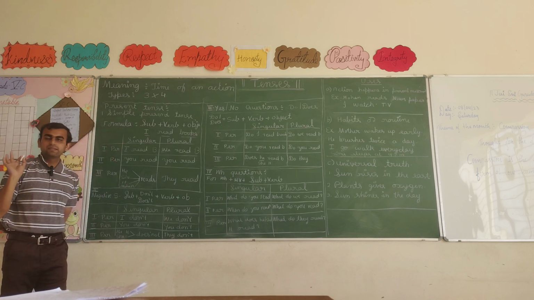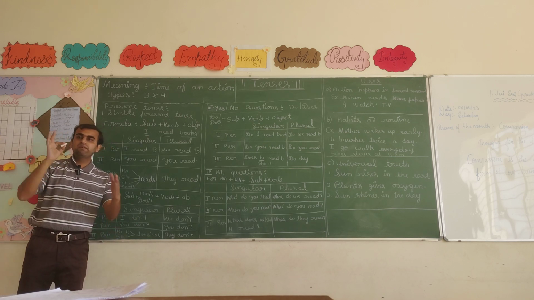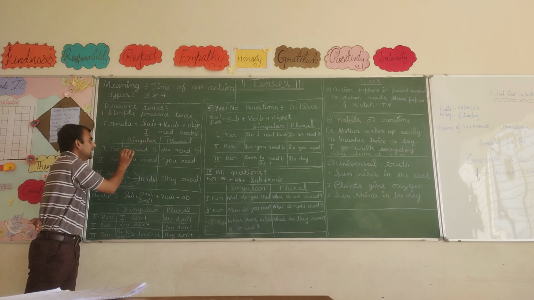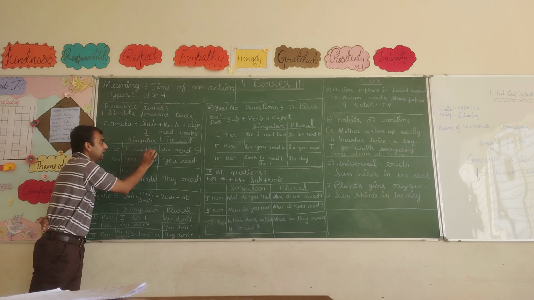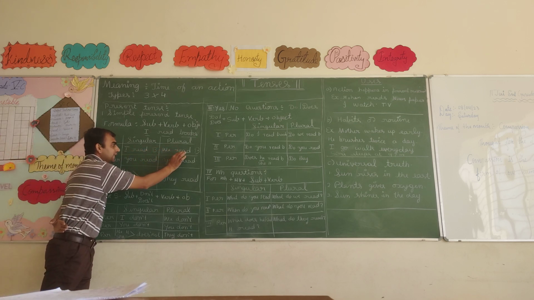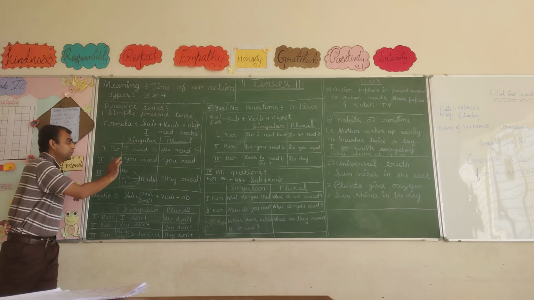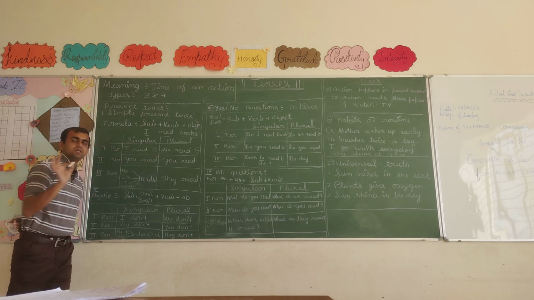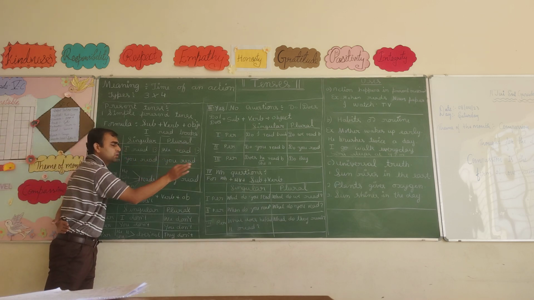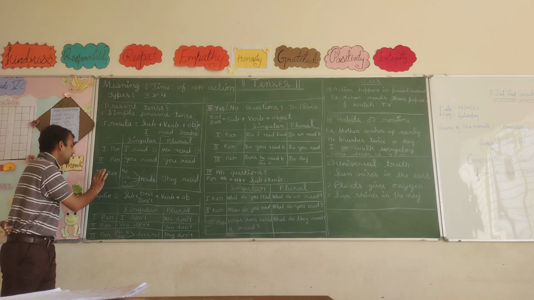Now, let me tell how to form a sentence in simple present tense with different subjects. For first person singular, it comes: I read book. First person plural, we read book. Second person singular, you read book. Second person plural also, you read book or newspaper, whatever you want you can use as an object.